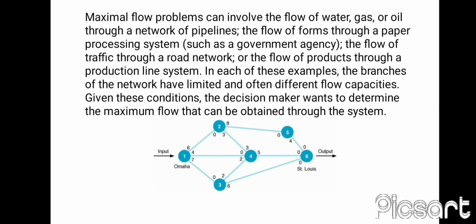Maximal flow problems can involve the flow of water, gas, or oil through a network of pipelines, the flow of forms through the paper processing system of a government agency, the flow of traffic through a road network, or the flow of product through a production line system. In each of these examples, the branches of the network have limited and often different flow capacities. Given this condition, the decision maker wants to determine the maximum flow that can be obtained through a system.